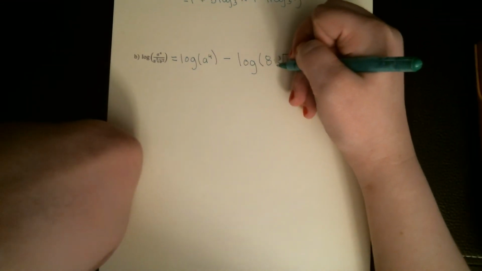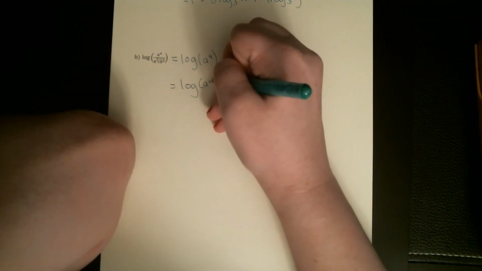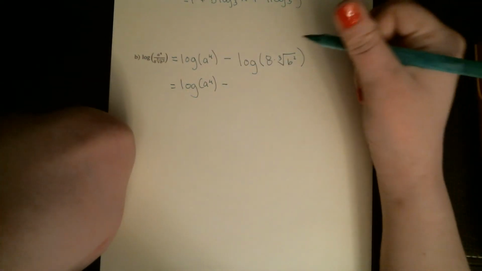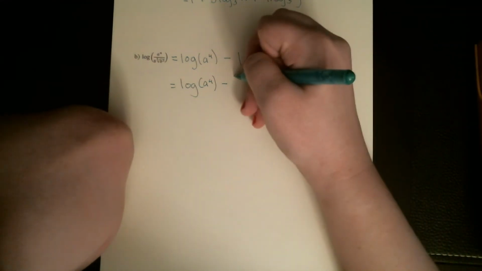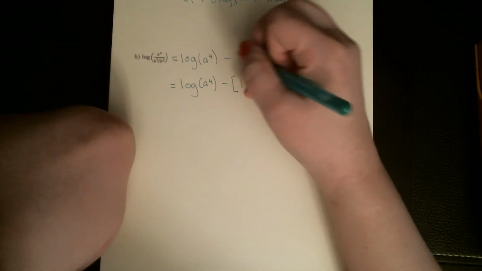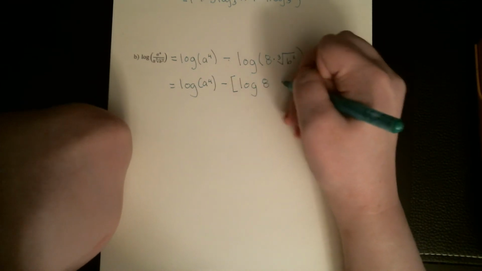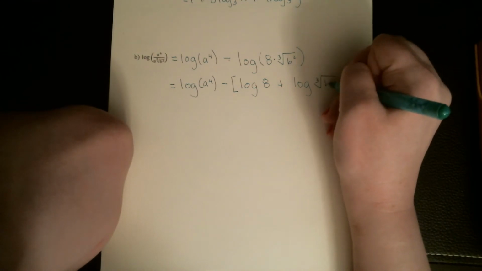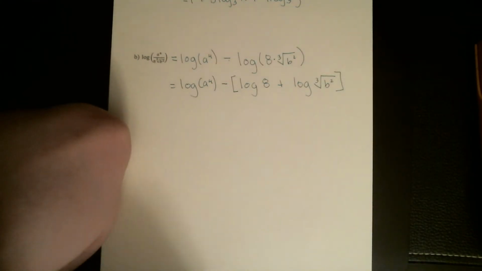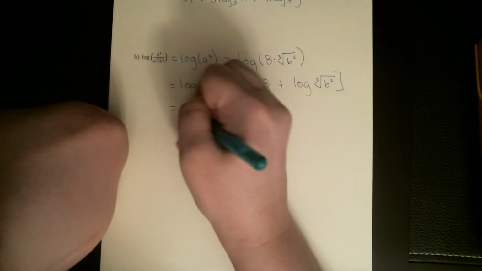And then we can split this log up. And this is where we need to be really careful. So I'm going to leave the log of a to the 4th alone for now. This is the log of a product, so I can split this into the sum of 2 logs. What you need to be really careful about is this minus out in front should then apply to both logs. So if we're going to do this in 2 steps, we need to make sure that we distribute.